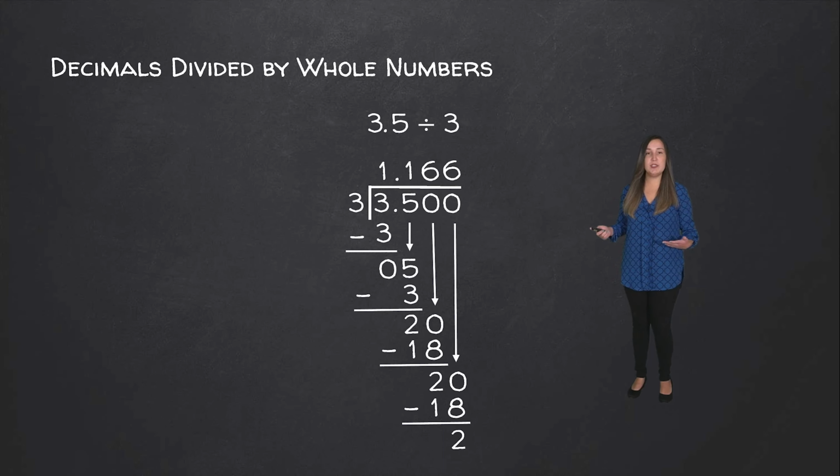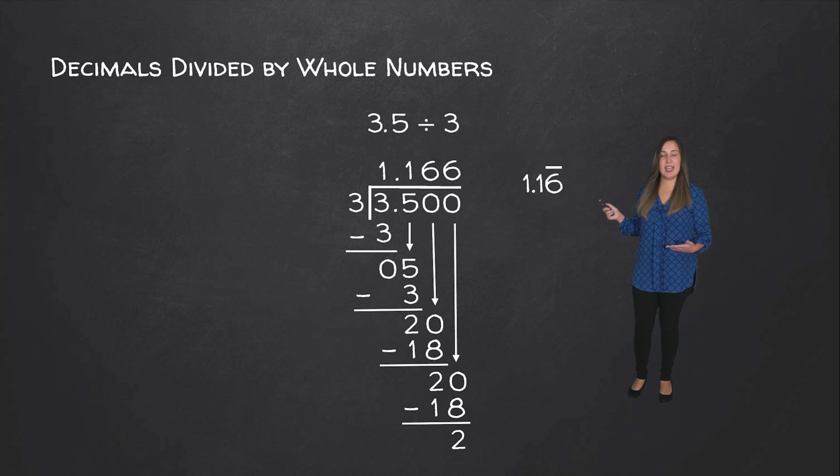There are 2 ways we could approach writing our answer. The first way is writing it as 1.16 with this line on top of the 6 showing that the 6 will keep repeating over and over again. Or, depending on our answer, we might have to estimate and say it's about 1 and 1700ths. So it really depends what our problem is.